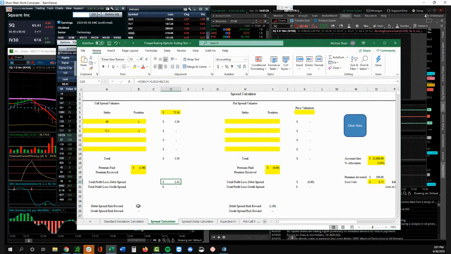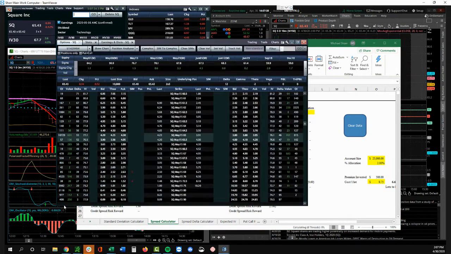I agree. Now we could tighten that risk up by doing the 70-72 half. That spread is trading, I gotta be careful because this is a.